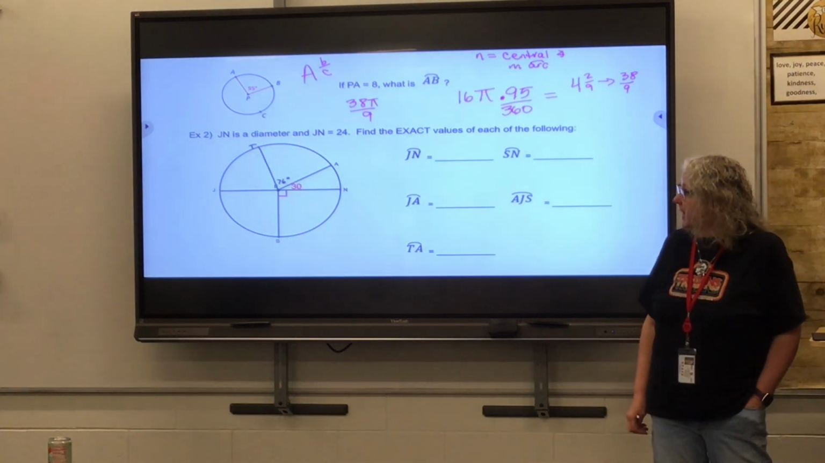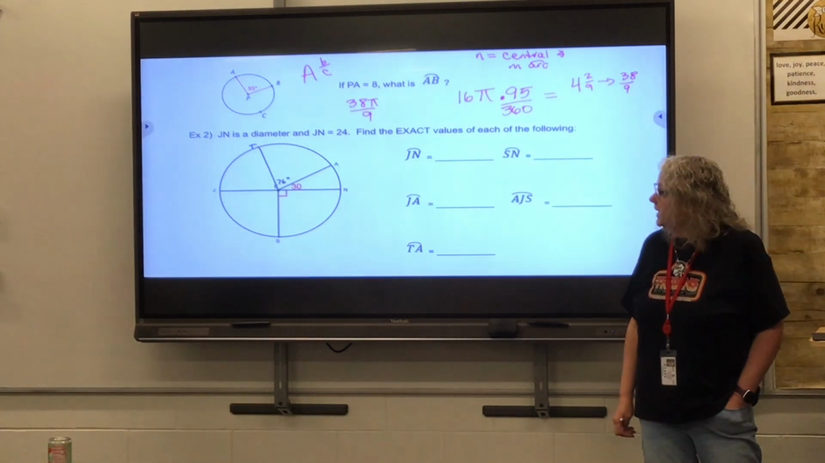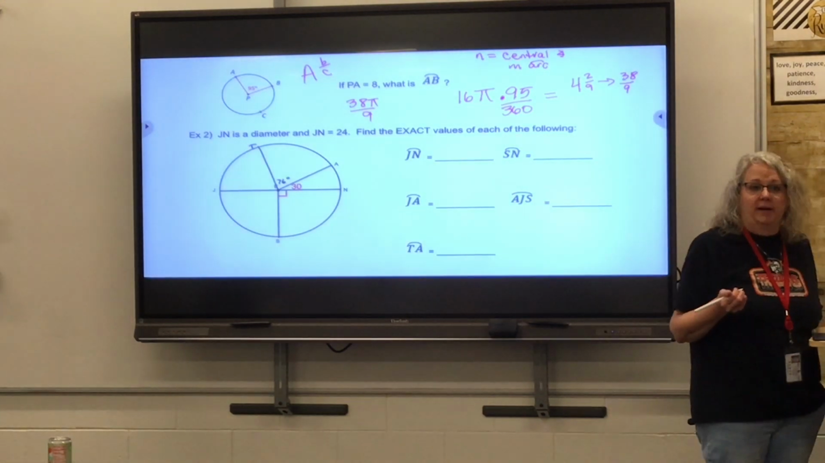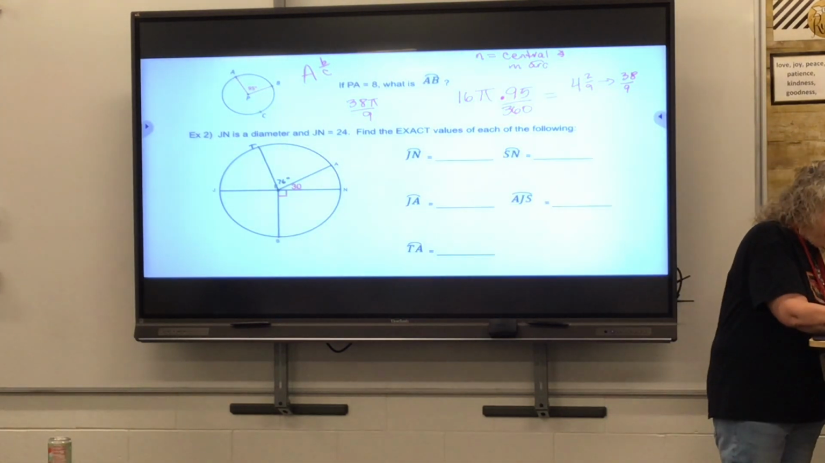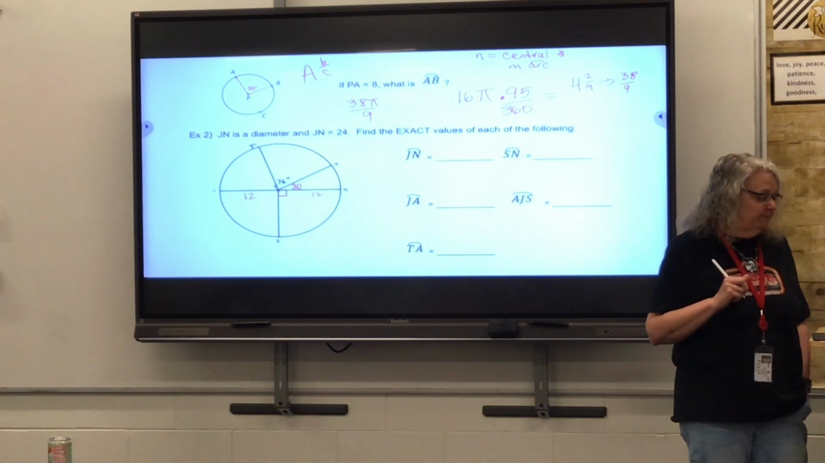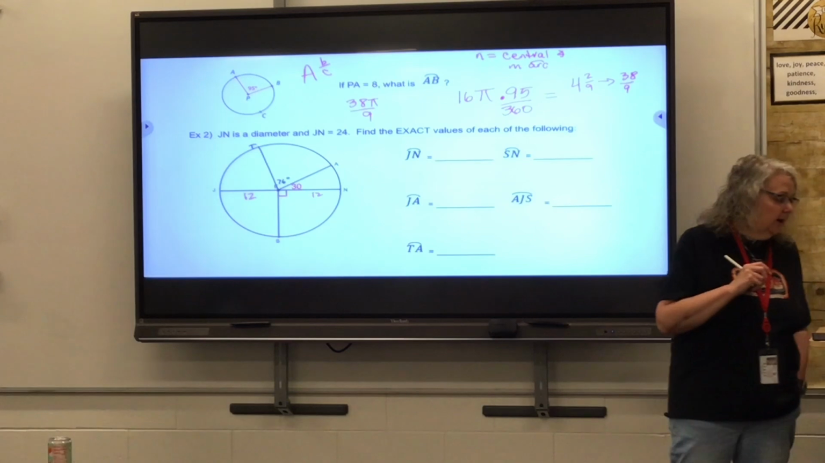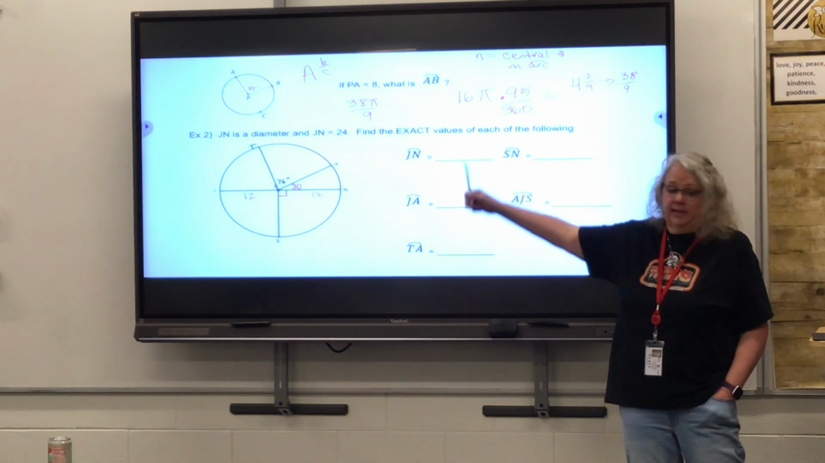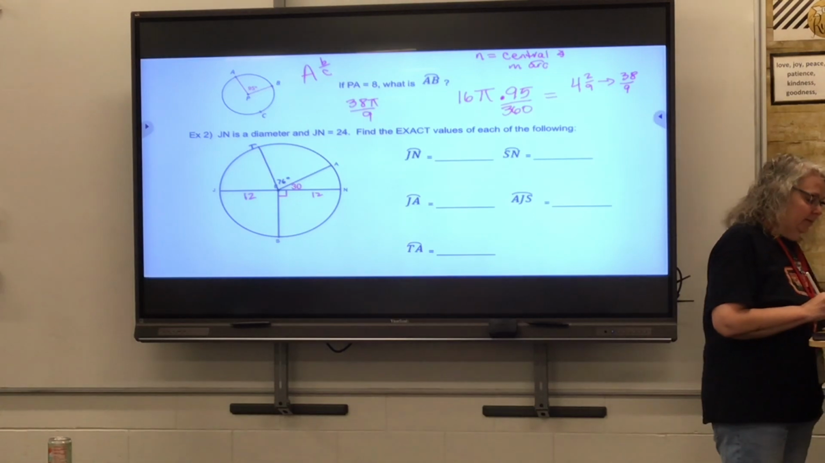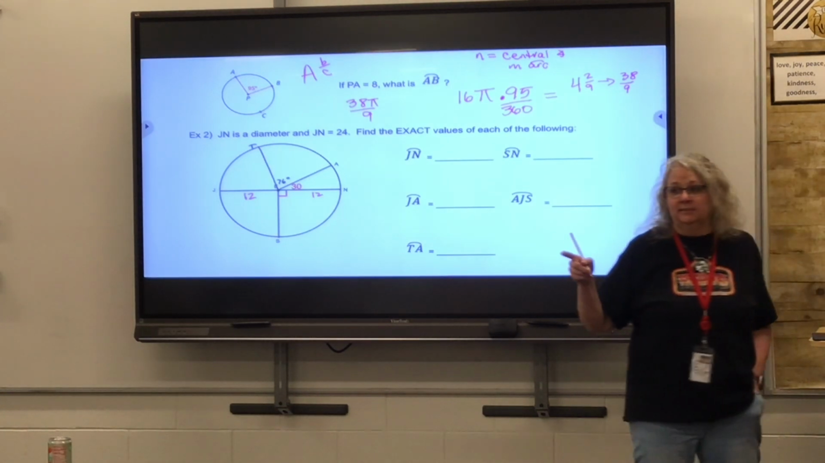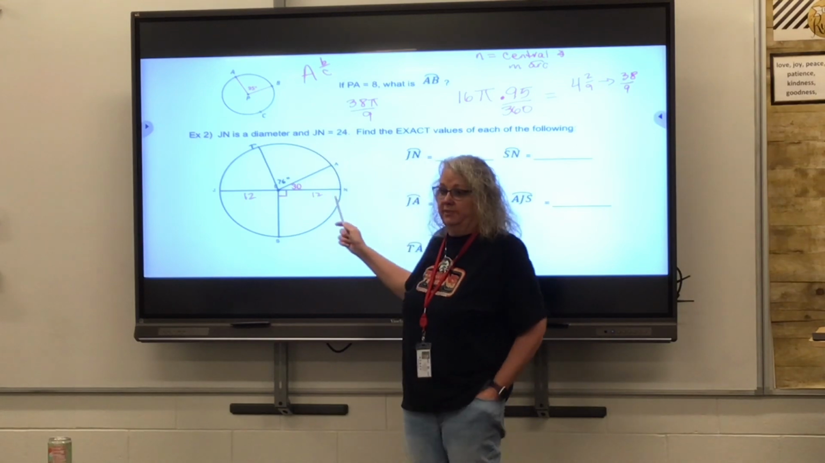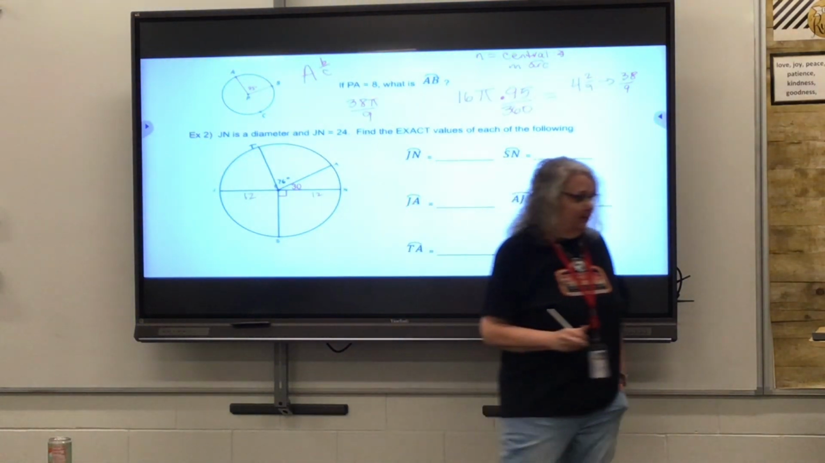JN is a diameter, and JN equals 24. So what does that mean my radius is? 12. Find the exact values of each of the following. The arc JN. So from J to N, what's going to be the degree value from J to N? 180. Okay?